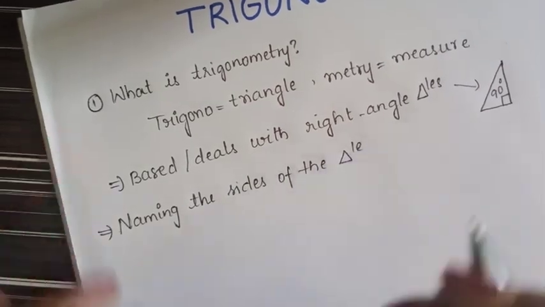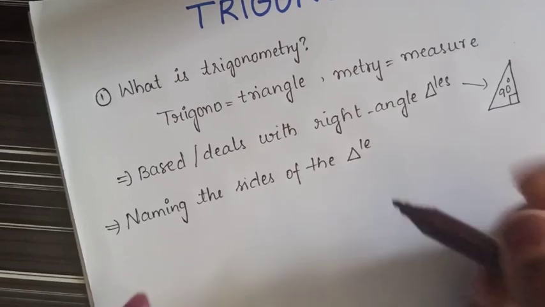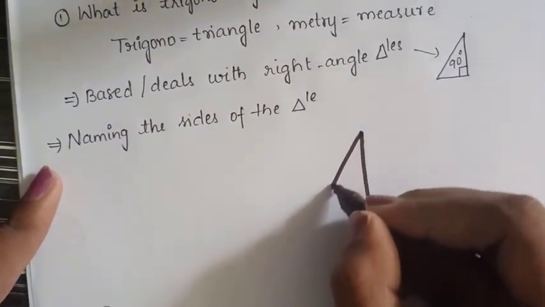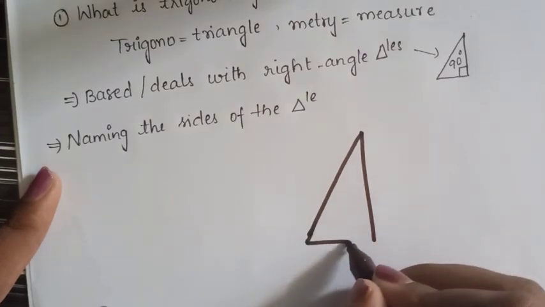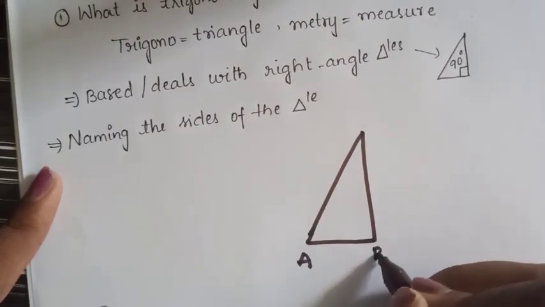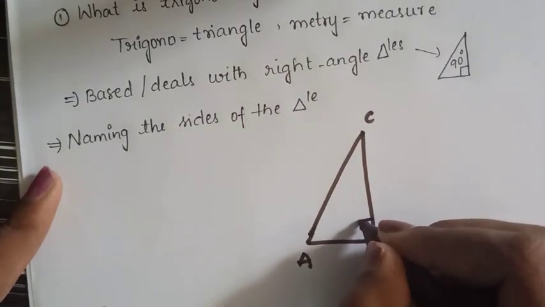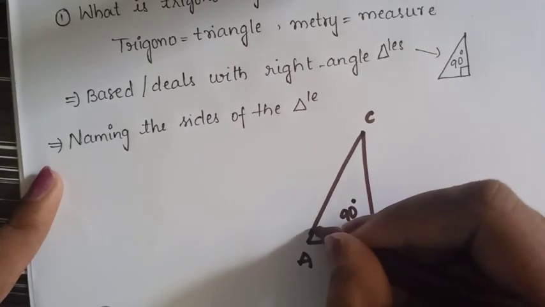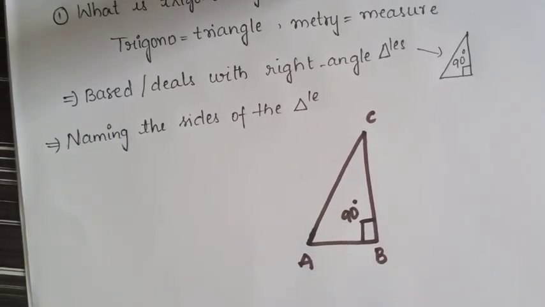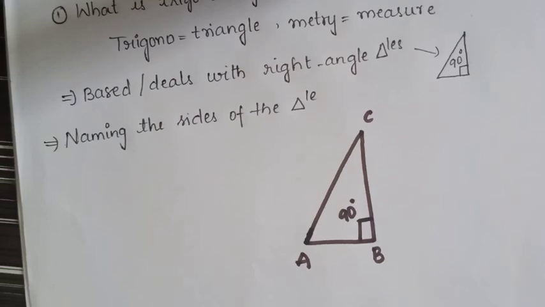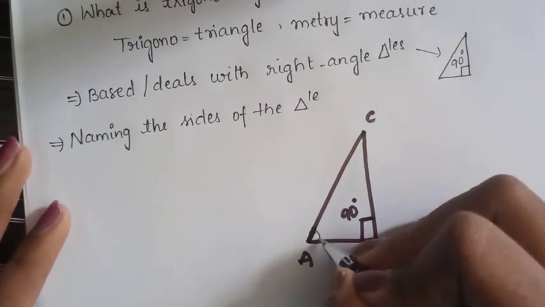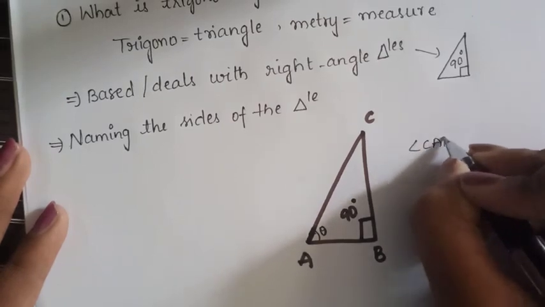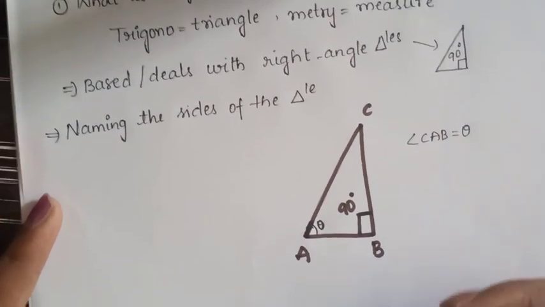Now we have a triangle here. This is a right angle triangle. Let us name this triangle A, B and C. This angle is 90 degrees, which means it is right angled at this angle. Let us now assume another angle theta, like angle CAB is theta, which is unknown.